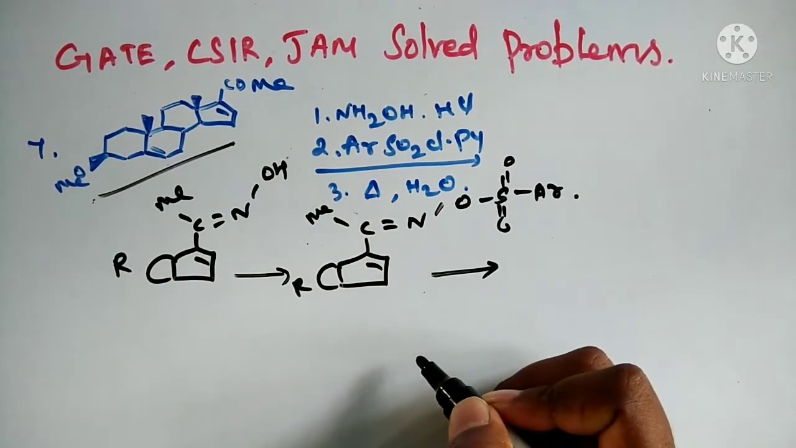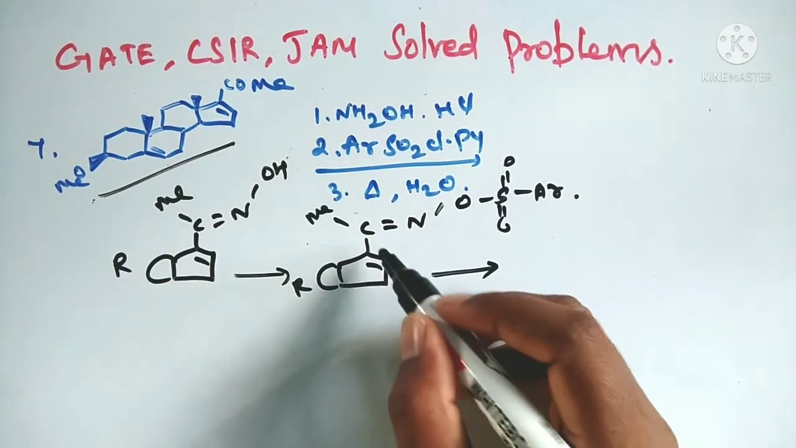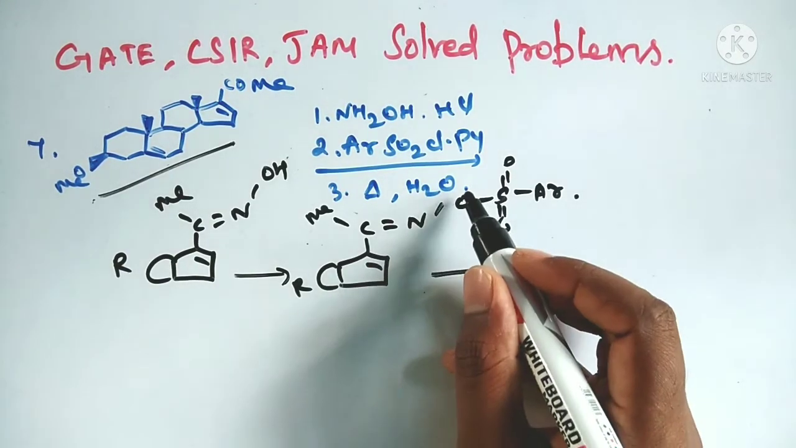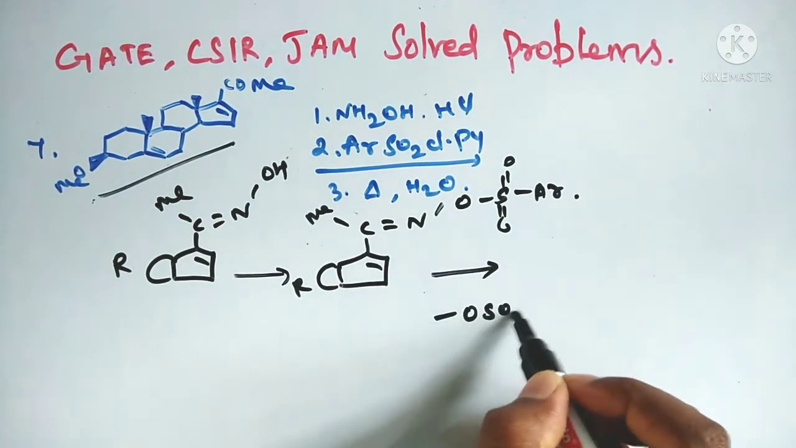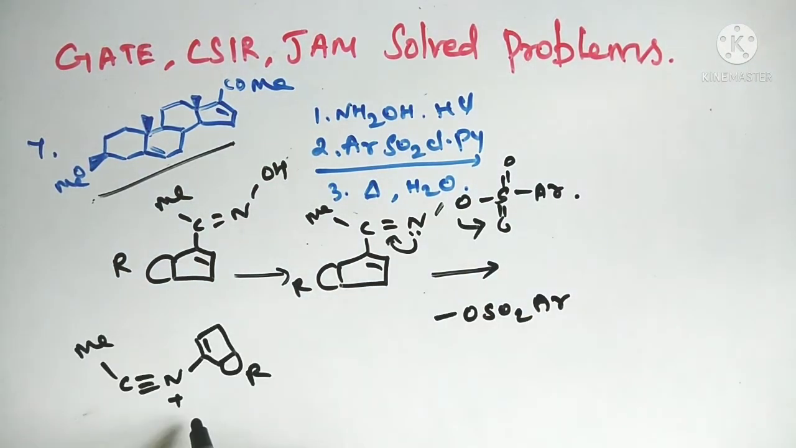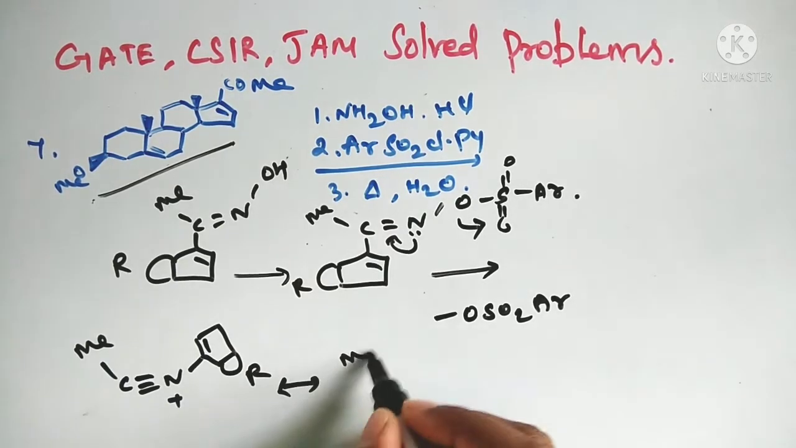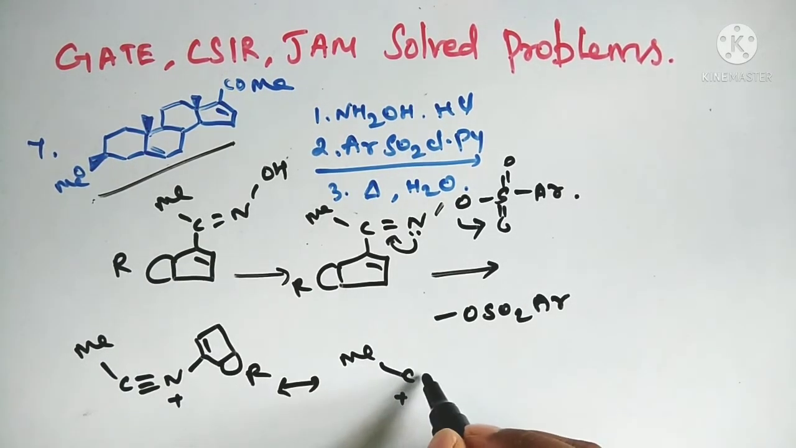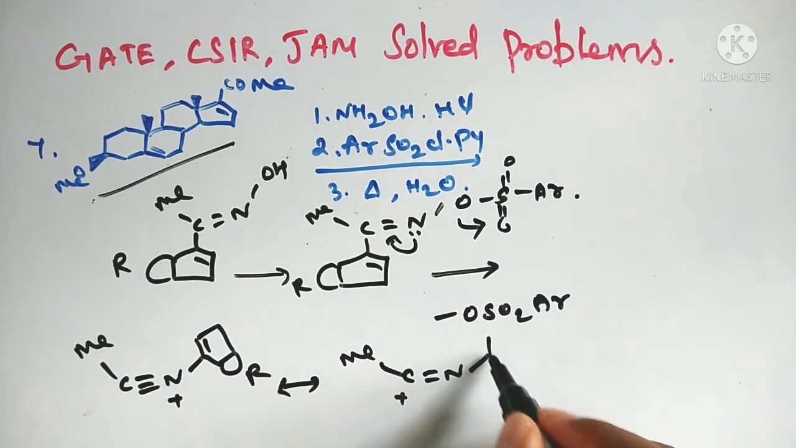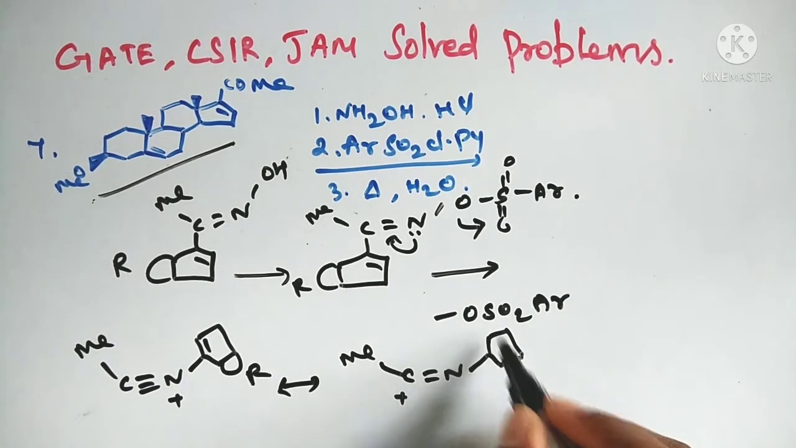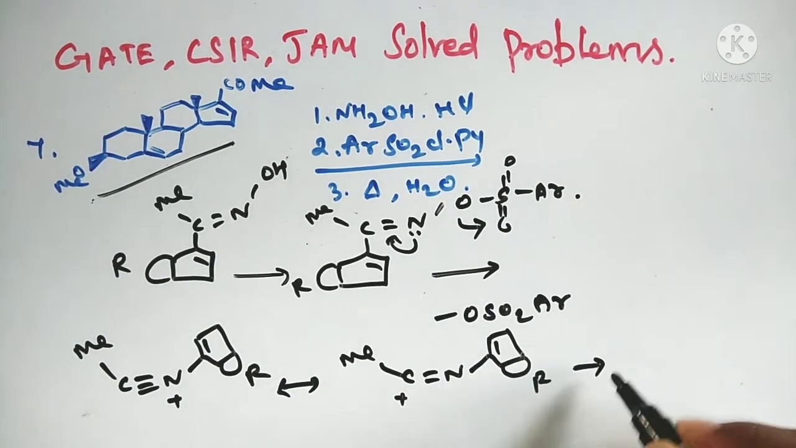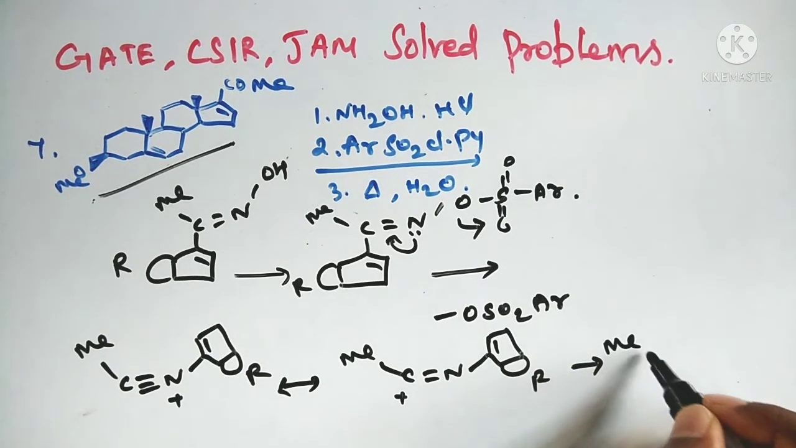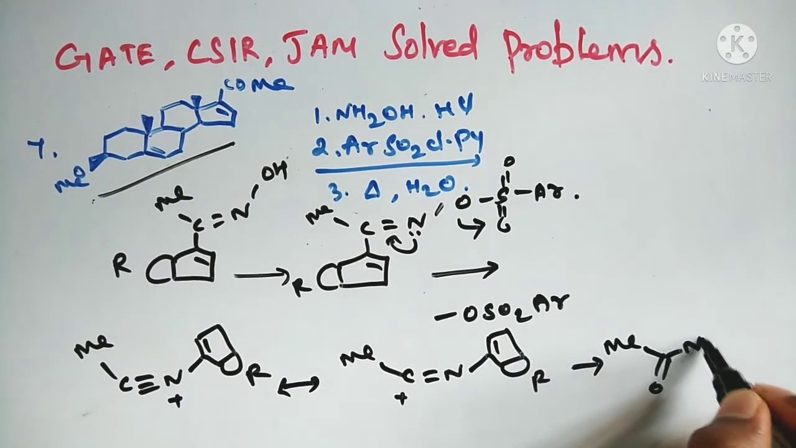Then the migration of group which is anti to the leaving group. Okay, elimination of OSO2Ar, you will get this one. Resonance structure: R C plus double bond N, this is R group. Followed by hydrolysis, you will get an amide. R C double bond O bond NH R.